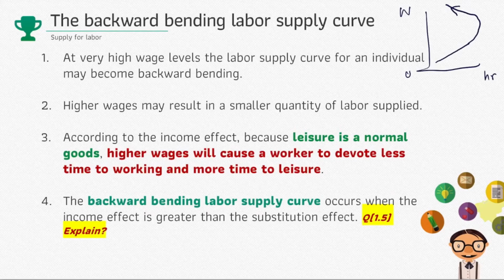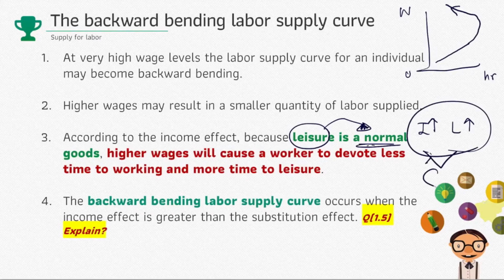Number two, a higher wage may result in a smaller quantity of labor supplied. Number three, according to the income effect, leisure is a normal good. Normal good means when income increases, leisure increases. Remember, a higher wage will cause the worker to devote less time to working and more time to leisure because leisure is a normal good. Number four, the backward bending supply curve occurs when the income effect is greater than the substitution effect.